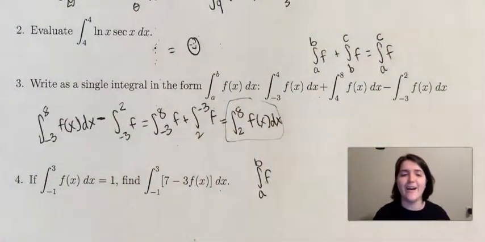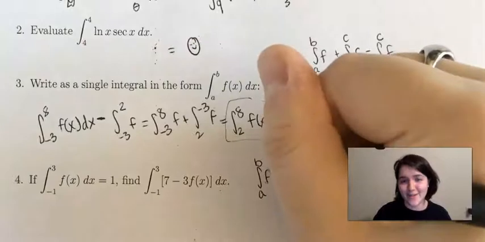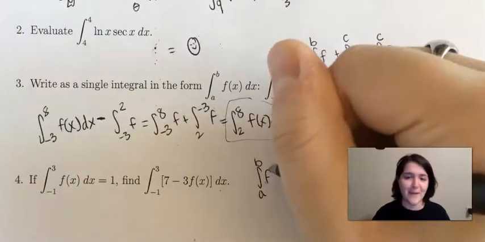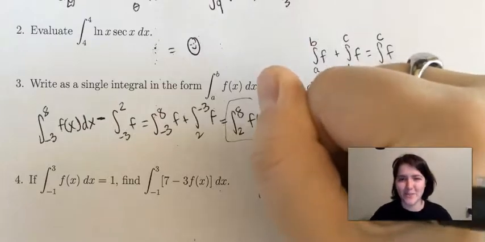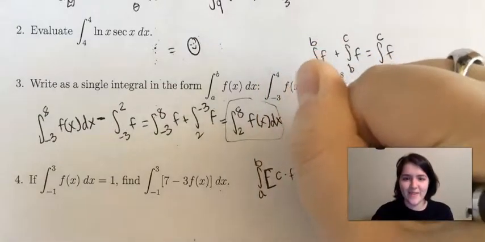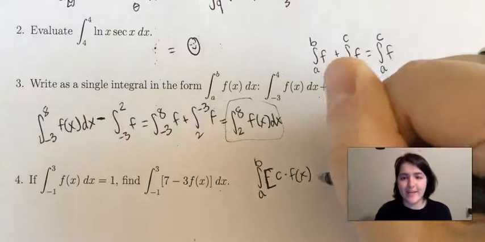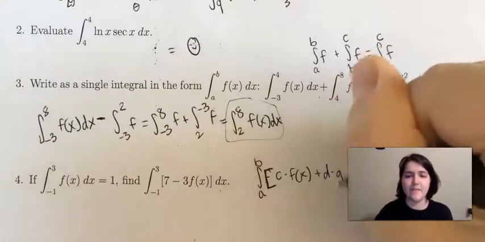Okay, so I wrote an F, but I really wanted to write something else, so I'm turning my F into a bracket. We'll just pretend that that looks right. So that's c times a function f plus d times a function g.